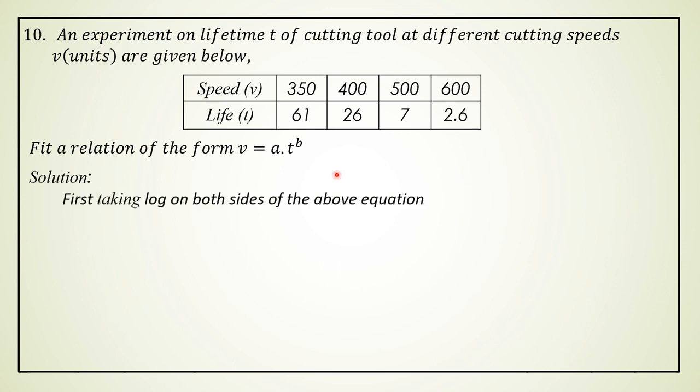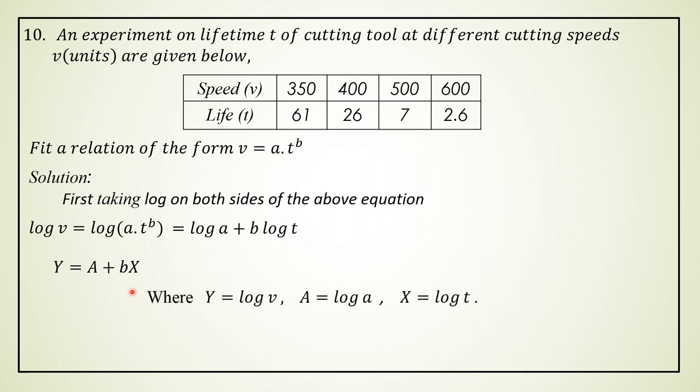First take log on both sides of the given equation. So you have log V is equal to log of A into T to the power B. By the properties of log, I can write it as log A plus B into log T, which I can rewrite as y is equal to A plus B into x, where y is log V, A is log A and x is log T. Now observe the equation. As it is a linear equation, you can easily write the normal equations of it.